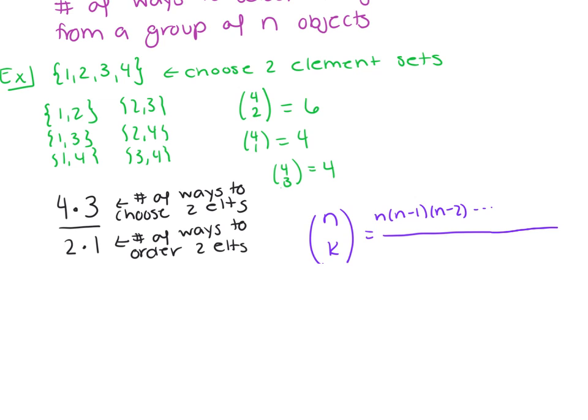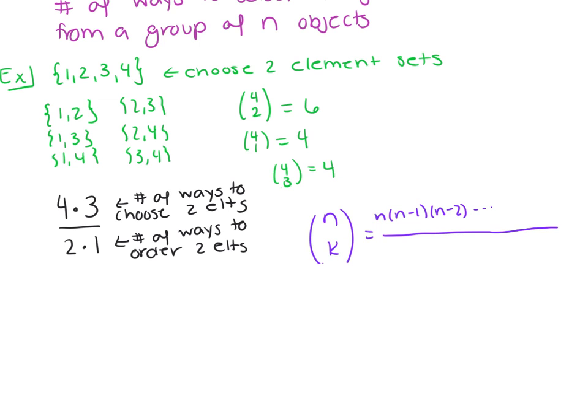So how many numbers do I want here? K numbers. How do I get K numbers? N minus K is close. In this case, if I did N minus K, I would have stopped at 2. It's N minus K plus 1. That gives me K elements on the top.